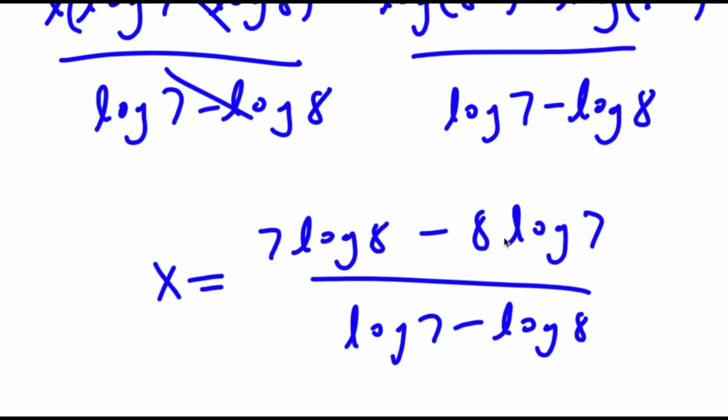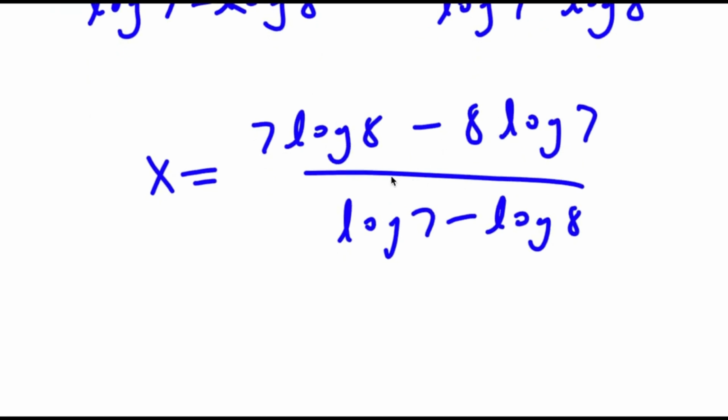And from here, if you plug in all the values of log 8 and log 7 into the equation, you get x is equal to negative 0.4399.